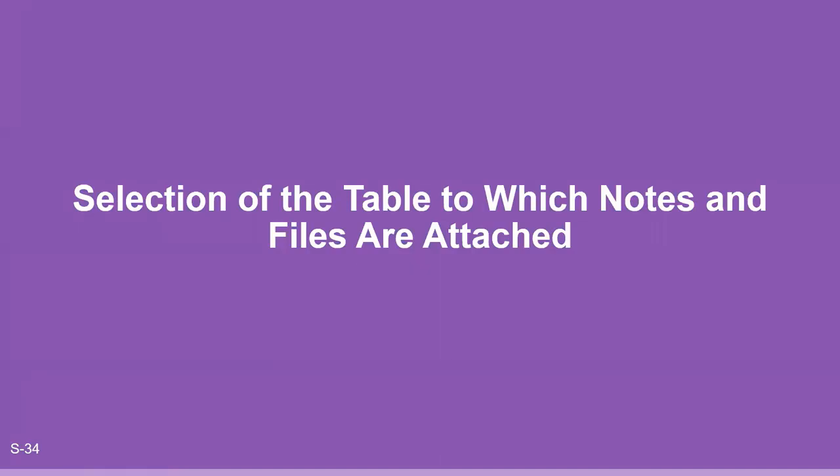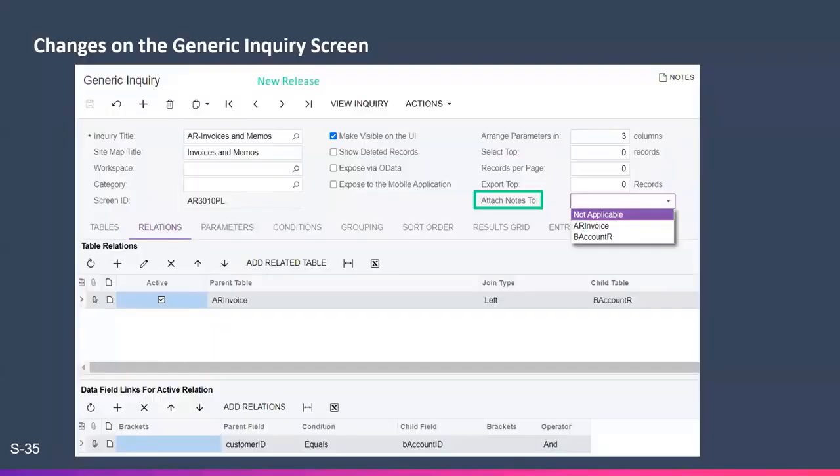To prevent mismatch on the GI, the user designing or modifying a GI can now select the table to which notes and files will be attached if a user attaches them to a record in the resulting GI. Changes on the generic inquiry screen. In the summary area of the GI, an attached notes to drop-down list has been added.